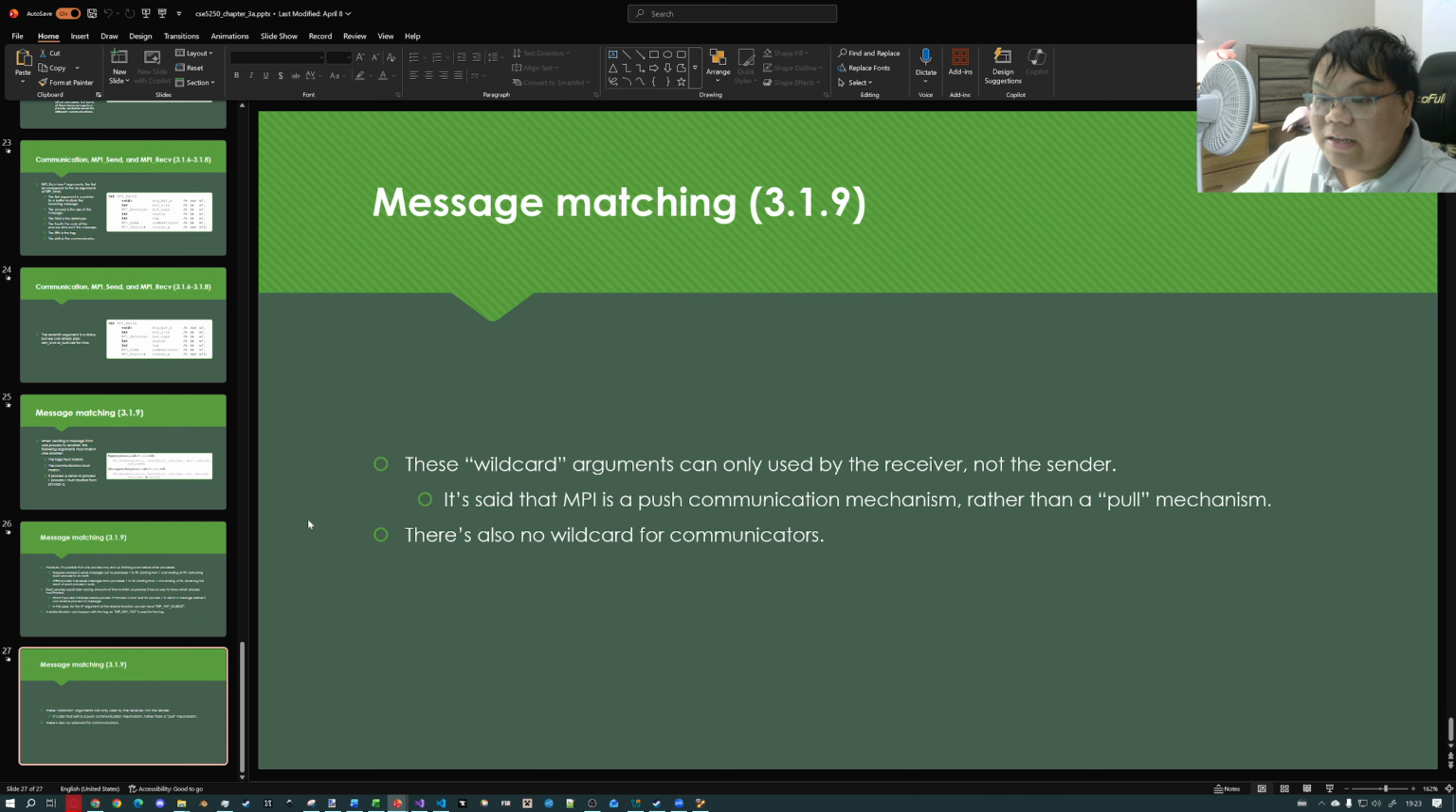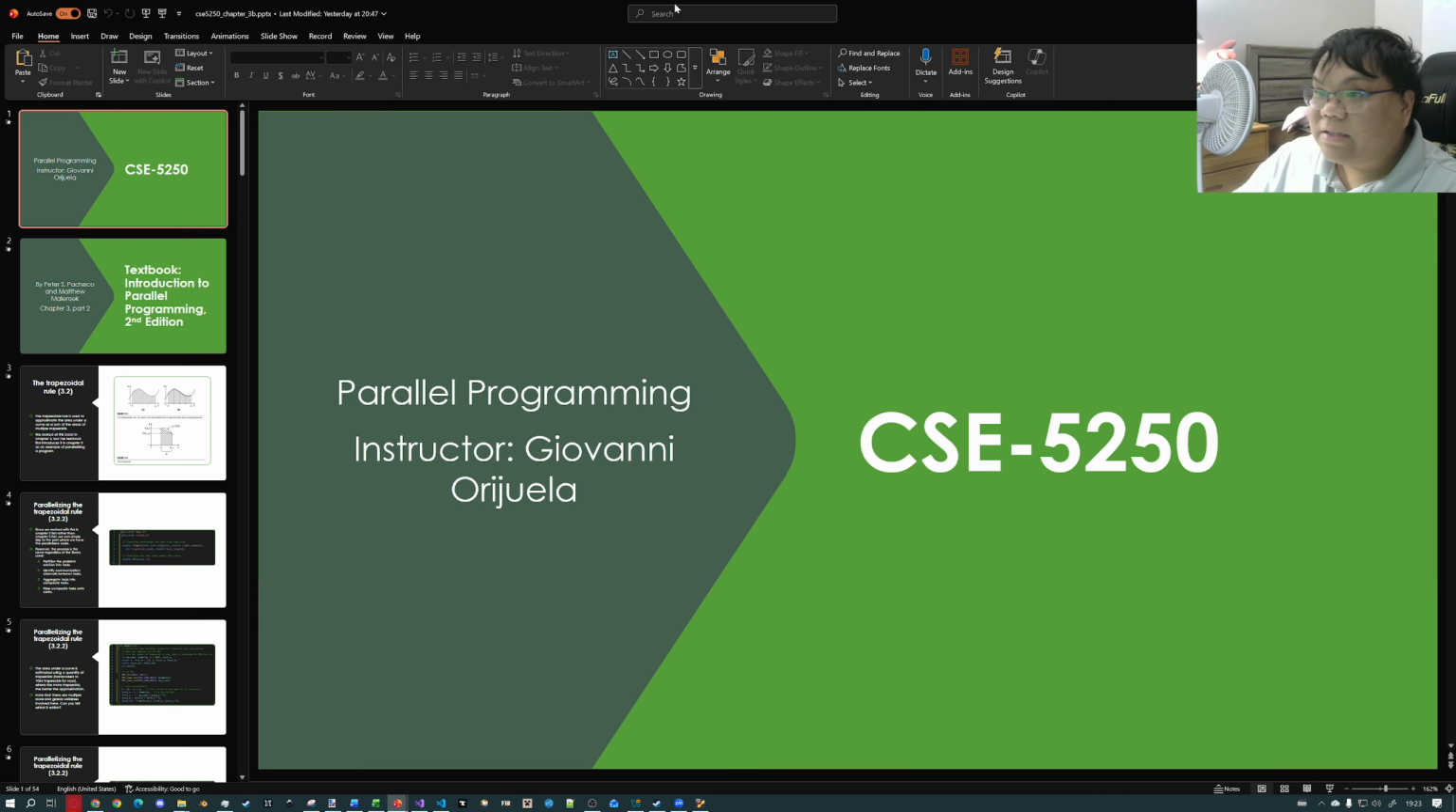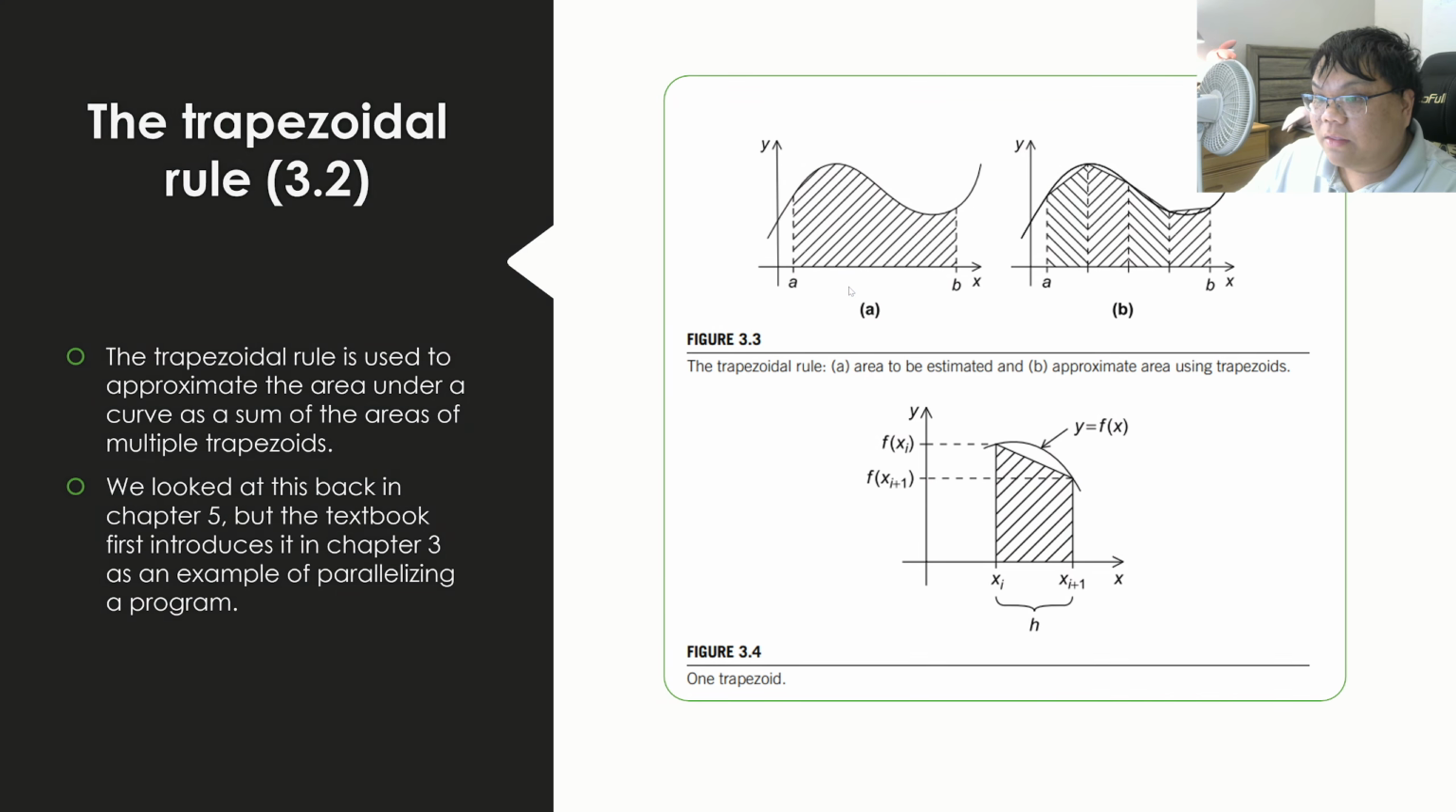I'm going to show you the next set of slides now, just for preparation of what our next programming assignment is going to entail. Let's look at that real quick. So, yeah, we're doing the trapezoidal rule once more. But it's going to be a lot trickier to program with MPI, and I'll show you why in a little bit. We did this back in Chapter 5, but now we are doing this in Chapter 3. Remember, we did the textbook out of order, so we did Chapter 5 first and then Chapter 3.